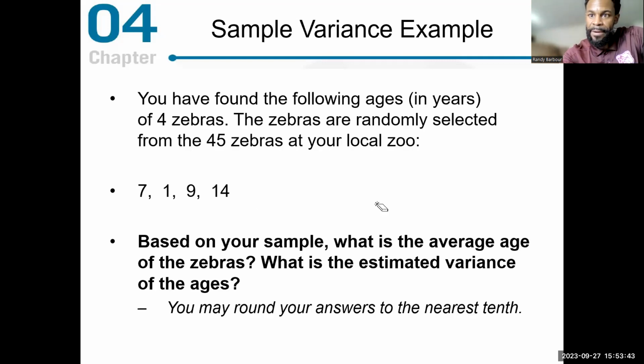What else do we have here? Let's do this example right here. You have found the following ages in years of four zebras. The zebras are randomly selected from 45 zebras at your local zoo. You got 7, 1, 9, and 14. Based on your sample, what is the average age of the zebras? And then what is the estimated variance of the ages? And once you get the variance, also give me the standard deviation. How would you solve for that?